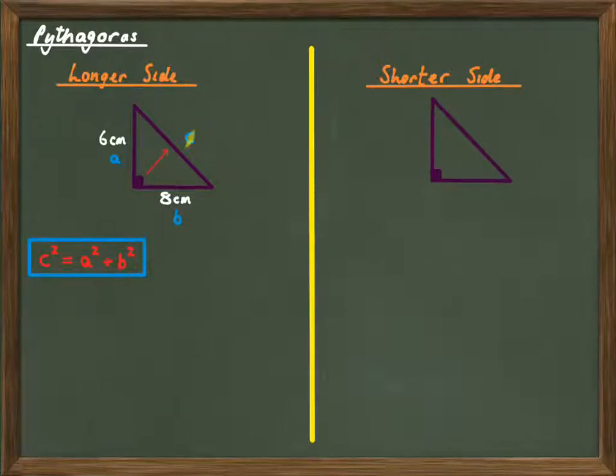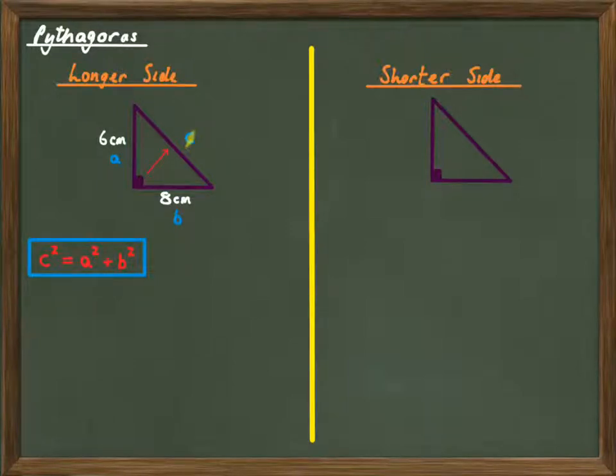The first step is to label your triangle. So we've got C, A and B as our letters. I've labelled them on mine already. The only rule I want you to follow here is C is always going to be the longest side, always the one opposite the right angle. A and B doesn't really matter which way round you do it. So first step then, I write out my formula, C squared equals A squared plus B squared.